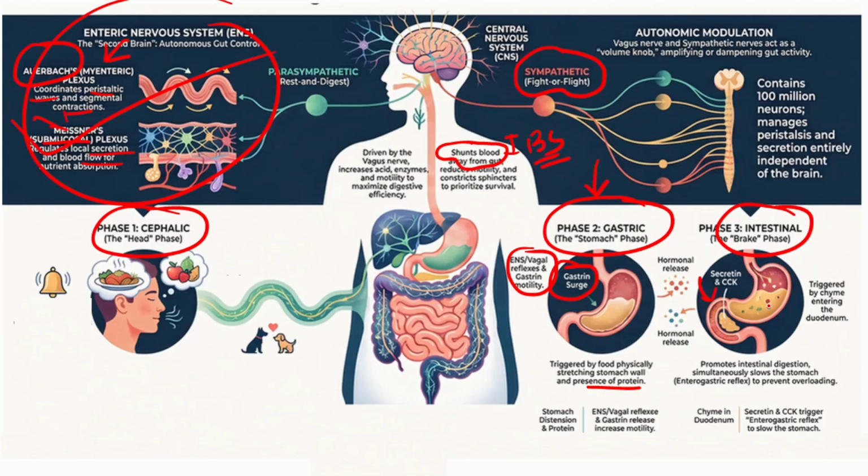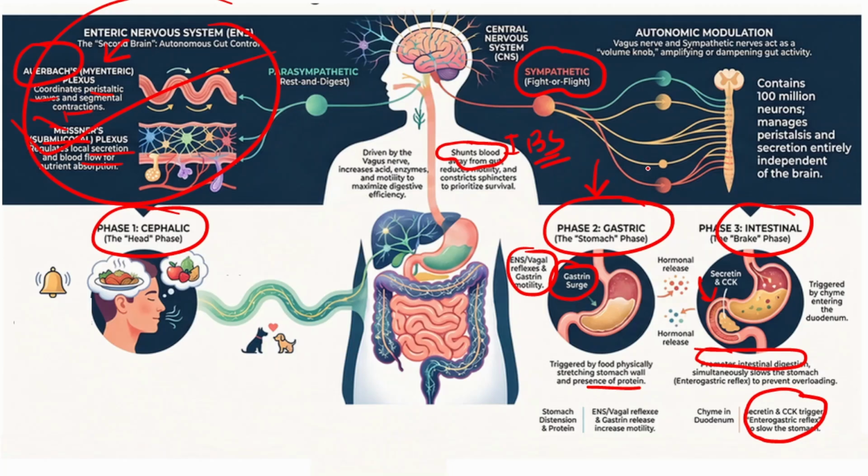The arrival of nutrients stimulates local secretion of digestive juices by the intestinal mucosa, but the arrival of acid, fat, and hypertonic material also triggers feedback signals that slow gastric emptying. The enterogastric reflex is mediated partly by secretin and CCK, or cholecystokinin, and by direct sympathetic nerve signals. The intestinal phase therefore simultaneously promotes intestinal digestion while braking the stomach to prevent it from delivering chyme faster than the duodenum can handle.